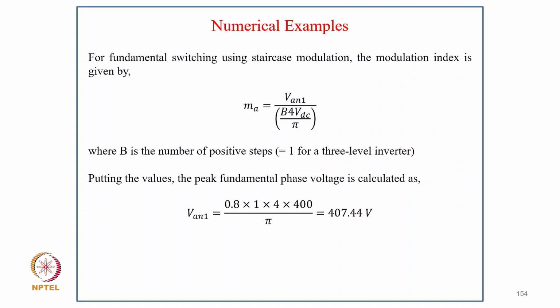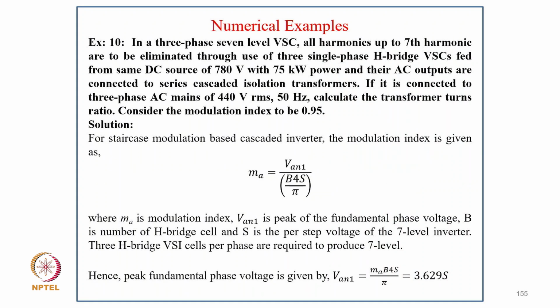For fundamental switching using staircase modulation, the modulation index M equal to Vn1 divided by B into 4 VDC by pi, where B is the number of positive steps, equal to 1 for the 3-level inverter. By putting in the values, the peak fundamental phase voltage Vn1 equal to 0.8 into 1 into 4 into 400 divided by pi, that is 407.44 volt.